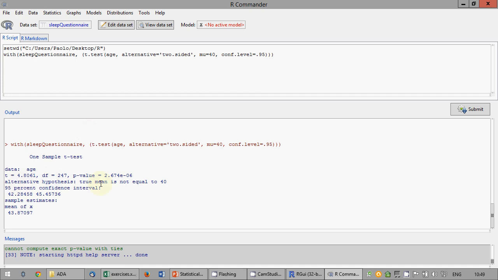and you get your data. There are a lot of data. The meaningful ones for you are, first of all, the sample mean, which is 43. So you see there is a 3.87 difference.